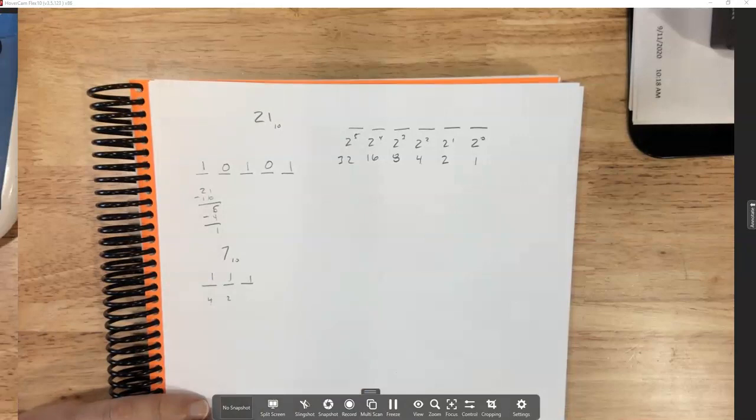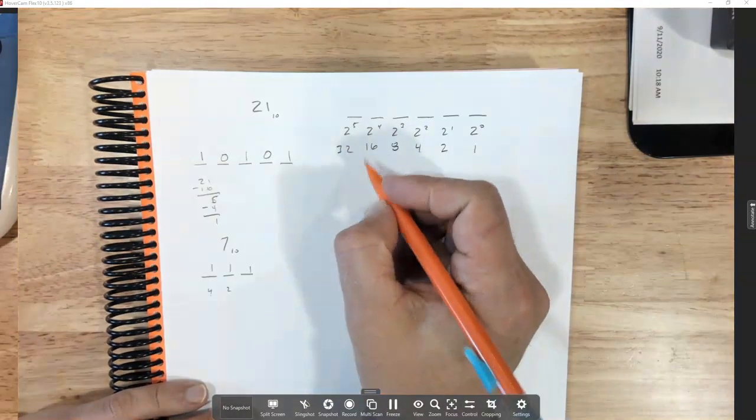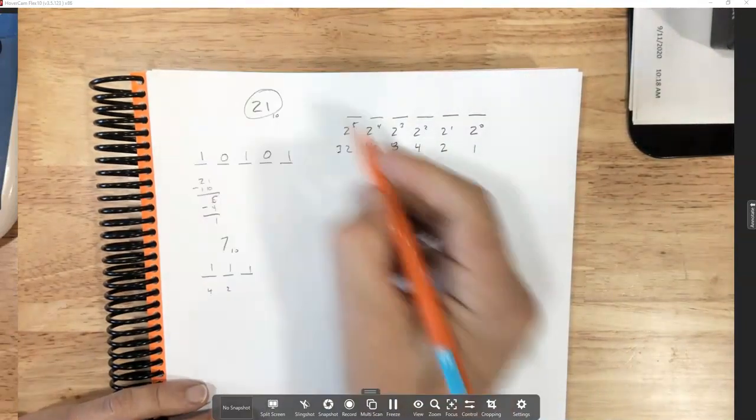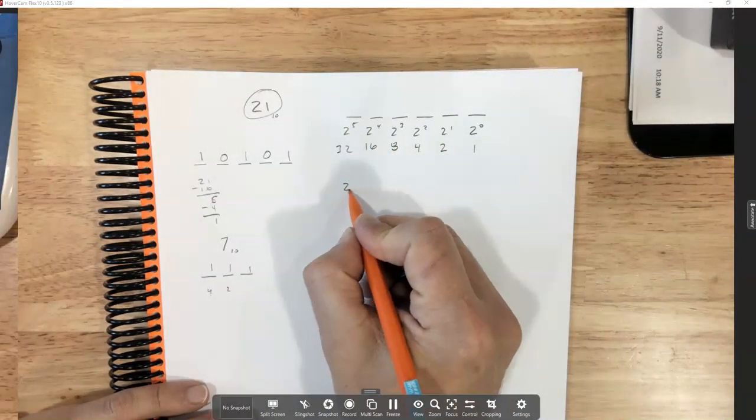Successive division would look like this. So I'm giving you 2 ways to think about it. You take the number, and you divide it by 2.